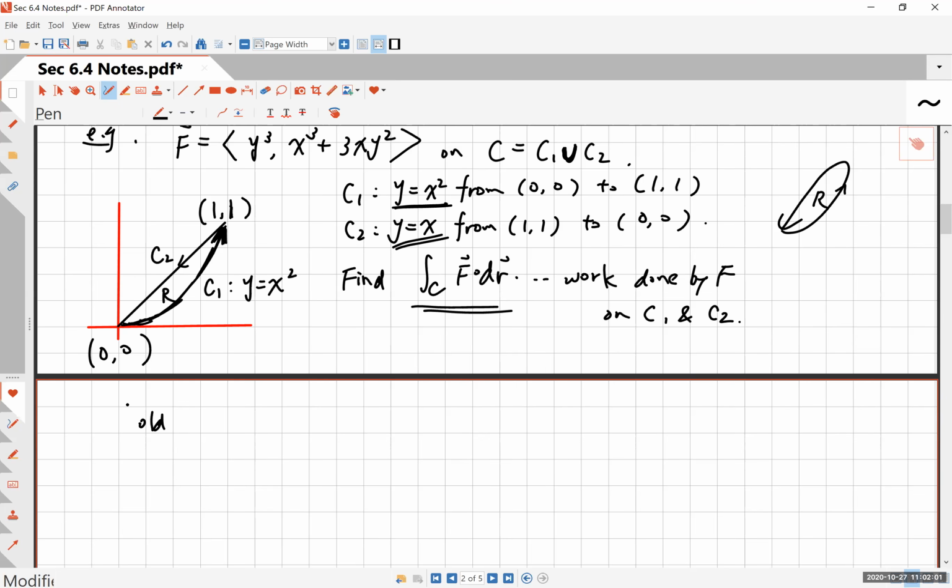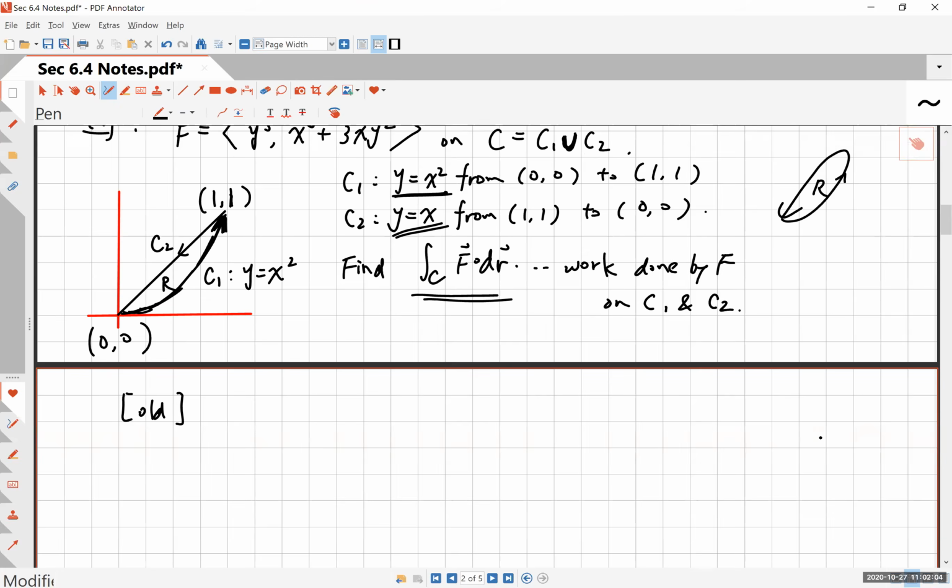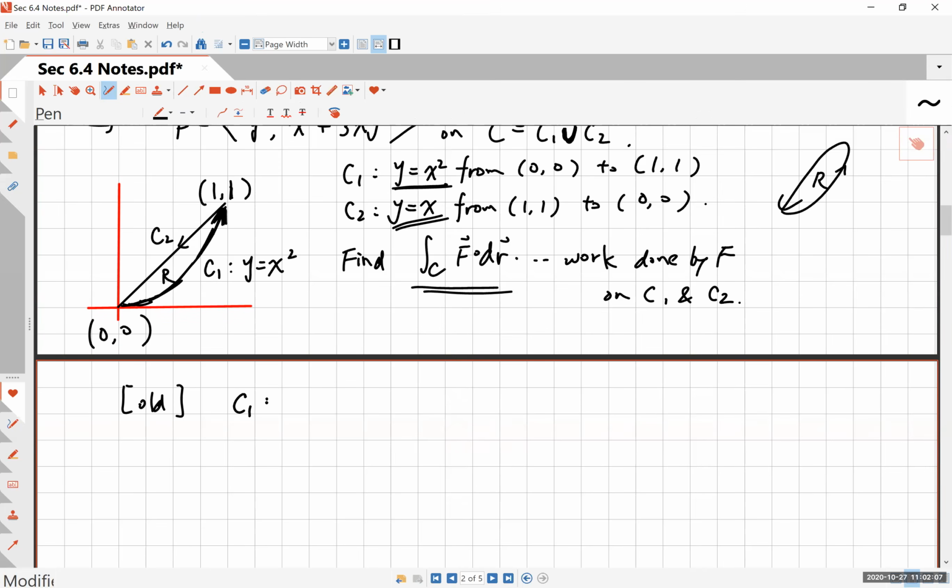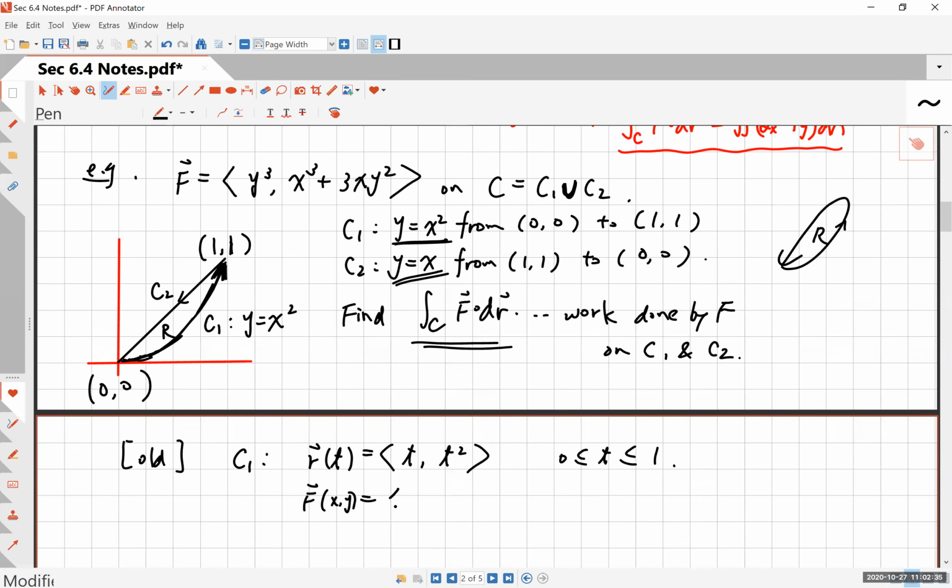So you have two curves, so we have to parameterize C1 and C2. Let's parameterize C1 first. C1 goes along the parabola, so the most natural way to parameterize C1 is (t, t squared) as t goes from 0 to 1, right? And on there, of course, our vector field F of (x,y) is (y cubed, x cubed plus 3xy squared).